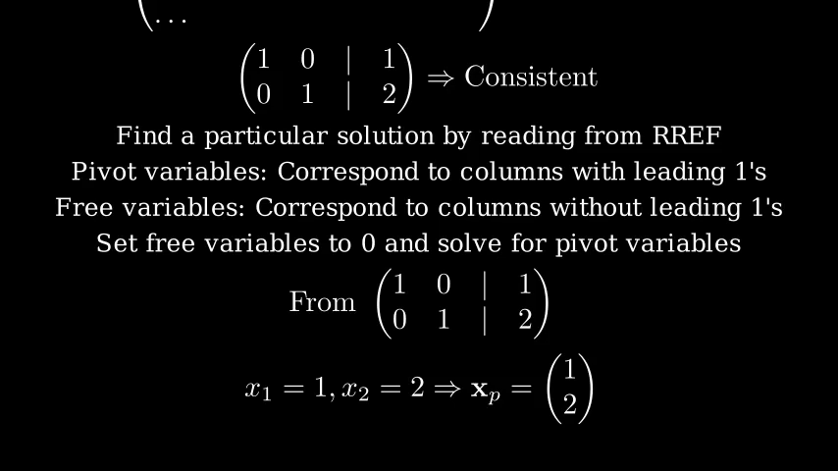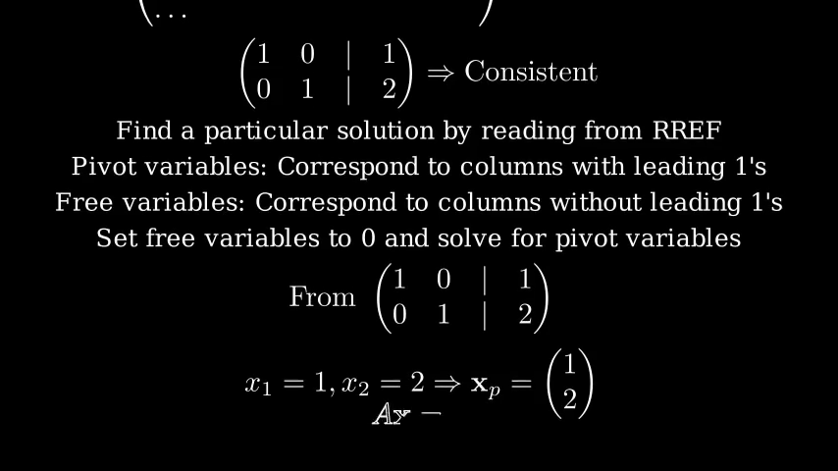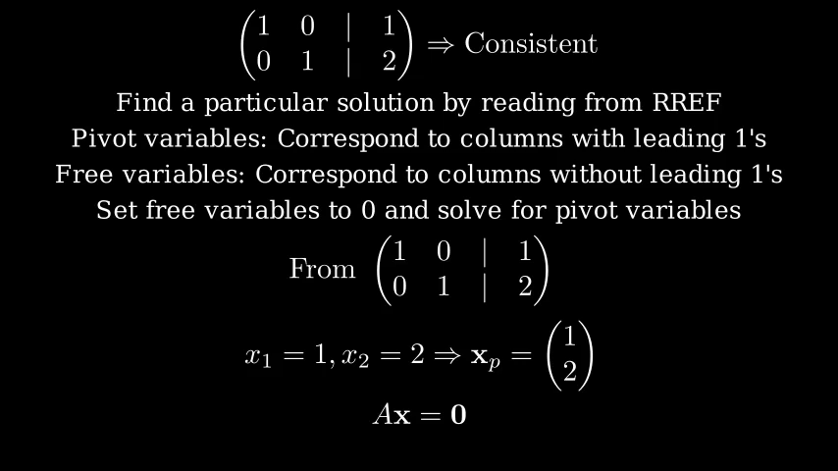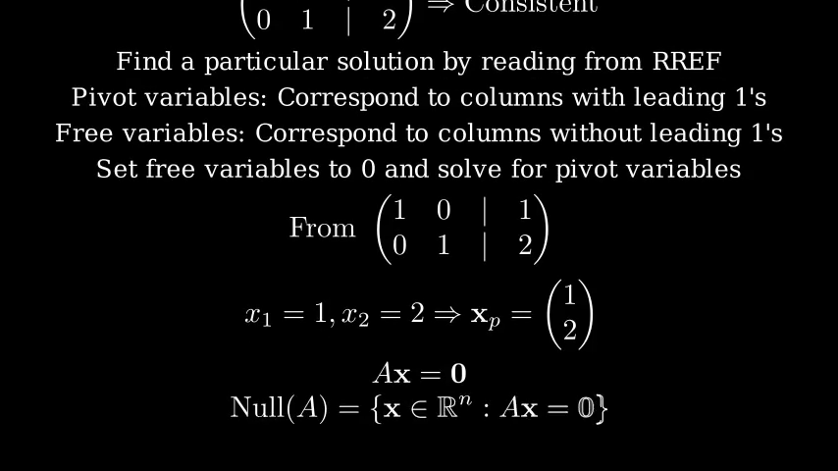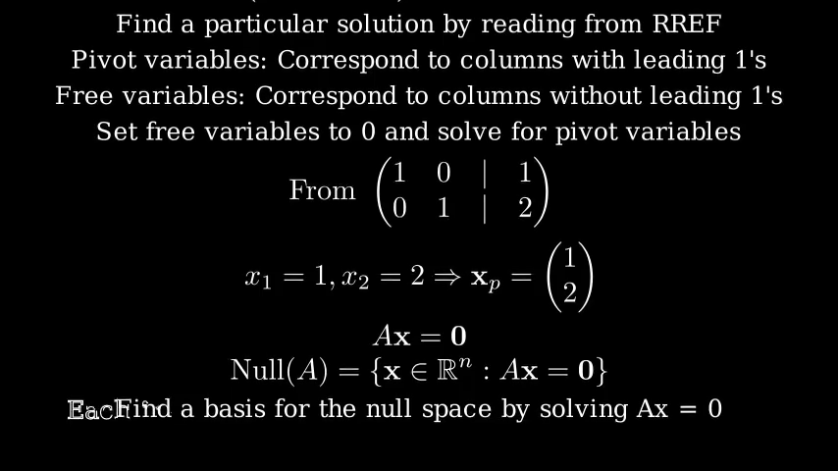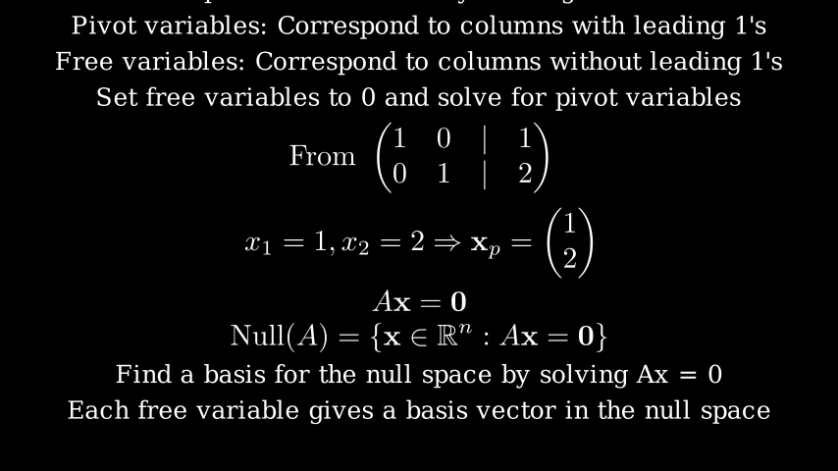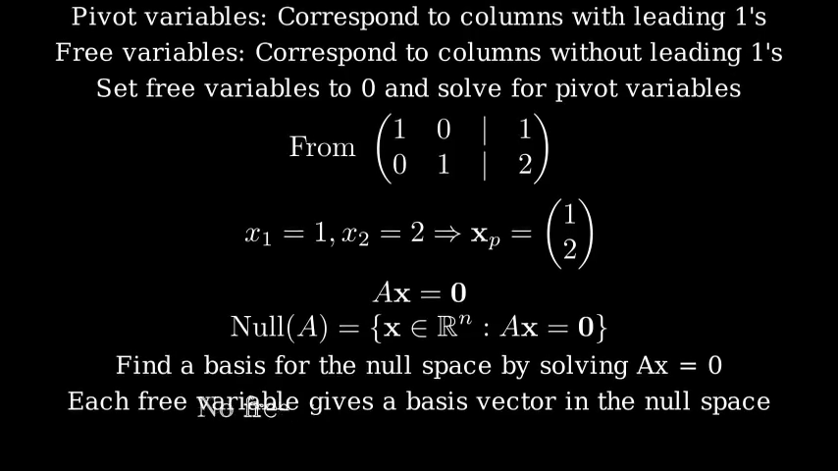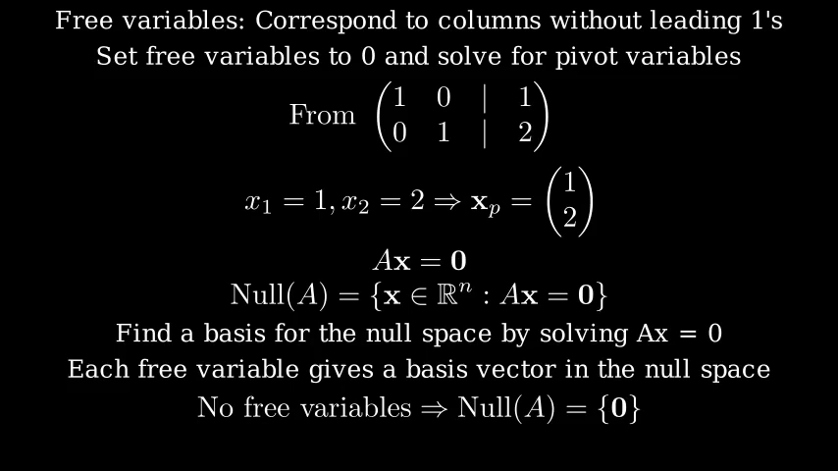Step 5, find the homogeneous solution space. The homogeneous equation, AX equals 0, corresponds to the matrix equation where B equals the 0 vector. The set of all solutions to this homogeneous equation is called the null space of A. We can find a basis for the null space by row reducing the matrix A and finding the general solution to AX equals 0. Each free variable corresponds to a basis vector in the null space. In our example, there are no free variables, so the null space contains only the 0 vector.